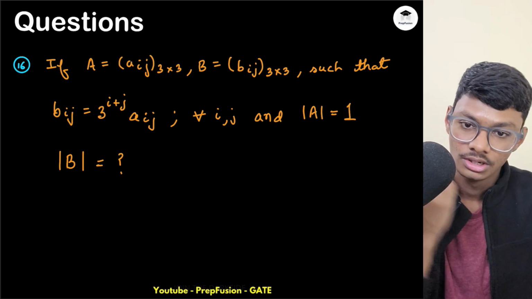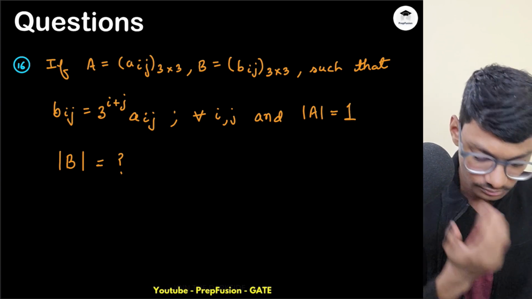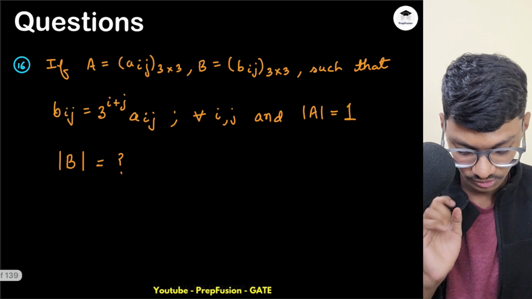Now let's come to the last question basically. So this question is basically on the formation of matrix. We've already done this previously, something with a diagonal matrix, I believe. Now let's do this with another question here.